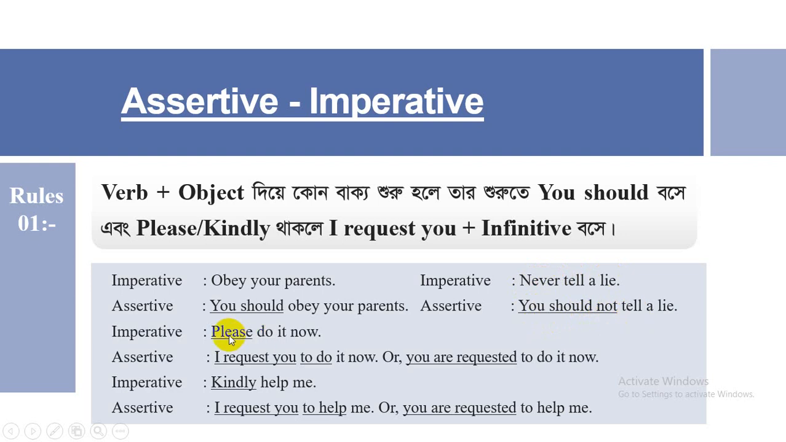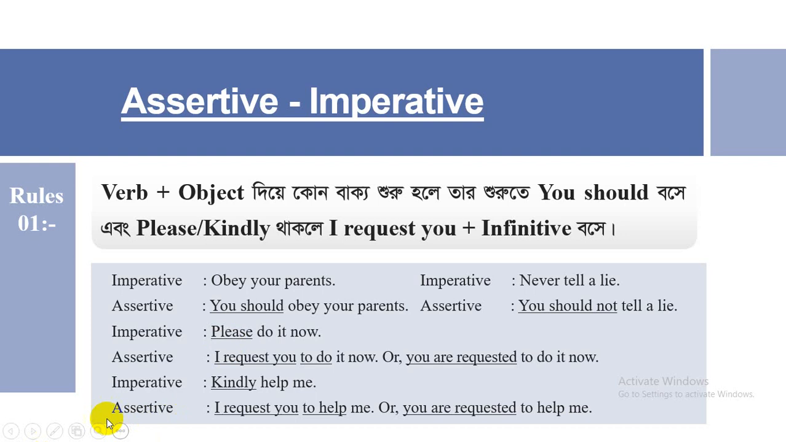So if we use another one, this way you can make so many examples. For example, do it. So the answer will be you should do it. Another example, you should follow the rules. So that means the imperative will be follow the rules.